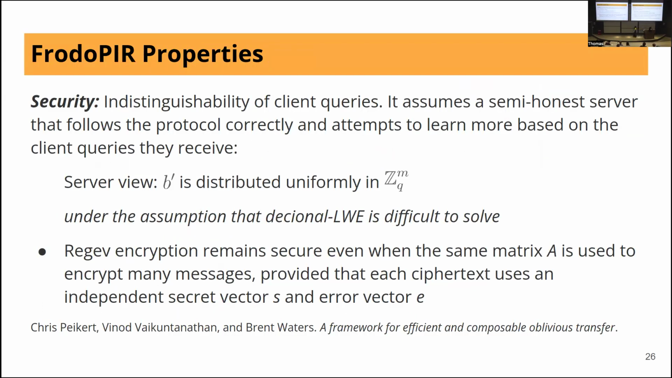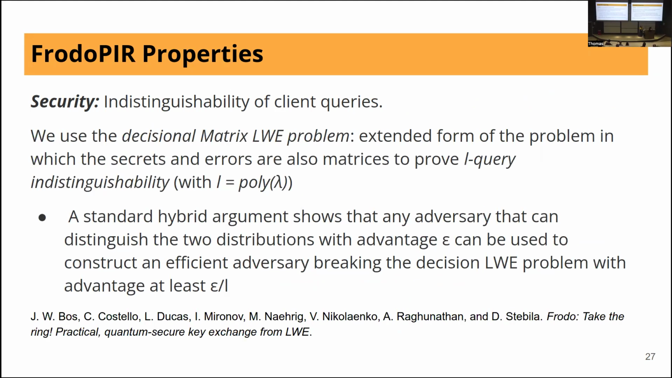And there's a great paper that actually shows that LWE encryption remains secure even when the same matrix A is used to encrypt many messages, provided that each ciphertext uses an independent secret vector S and error vector E. Now, you can argue that for the real world we should take a precaution here, because when you use one of the pairs that you have in your local storage as a client, you should not reuse it again, because if you reuse it, you're going to be breaking the security of the scheme. Again, what we are essentially interested in proving is this specific notion that I call indistinguishability of client queries.